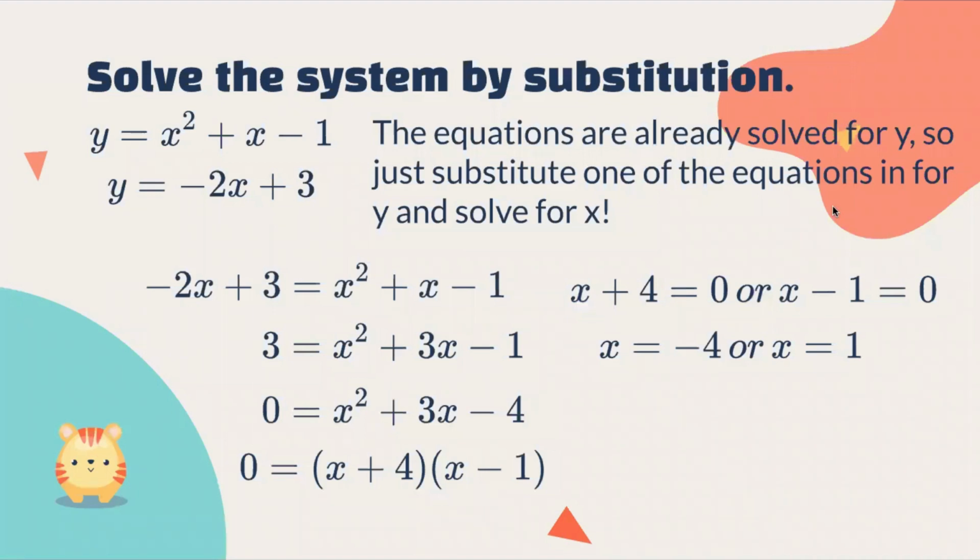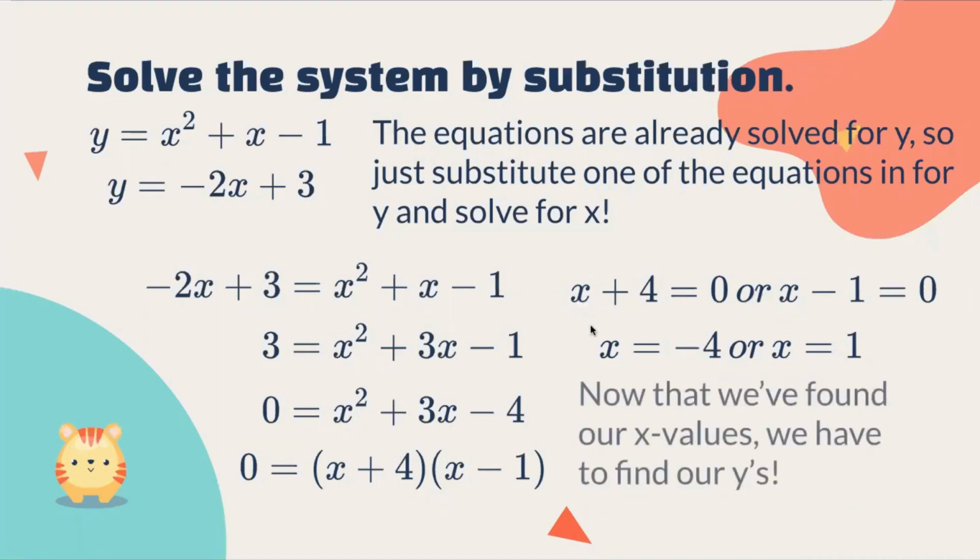Now that you've found both your x values, you can go ahead and plug them into one of the original equations to find your y's. Now if you recall, in a system of linear equations, we only had one ordered pair, but when you have a system that has both a linear and quadratic equation, you're actually going to get two ordered pairs.